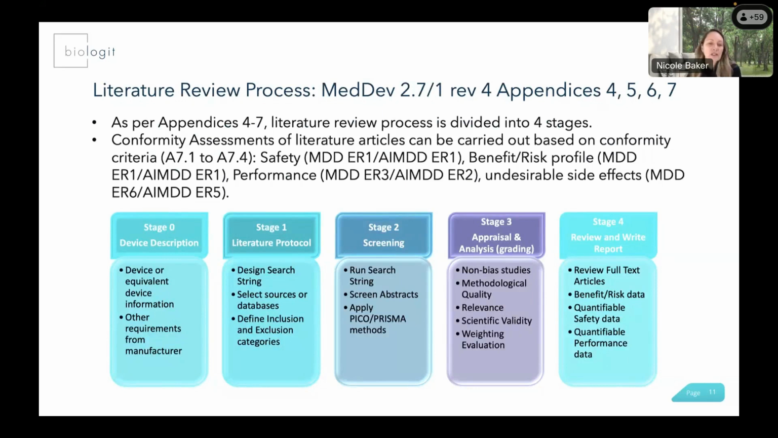So first, we need to have a very clear definition of the device description. So the device or equivalent device information, or the requirements from the manufacturer, for example, so understanding where your device fits in. And then the second stage would be the literature protocol.